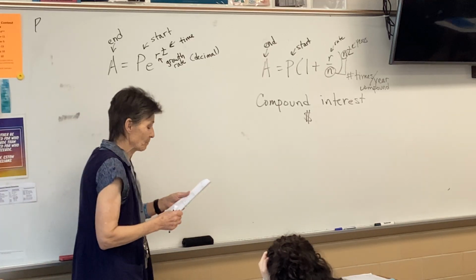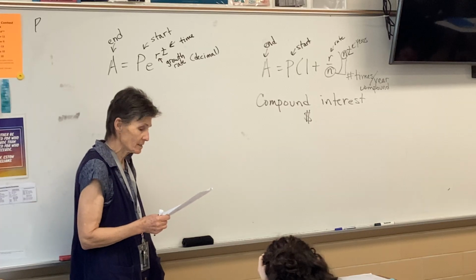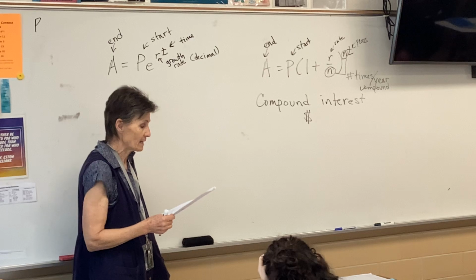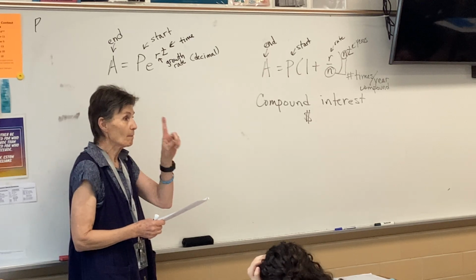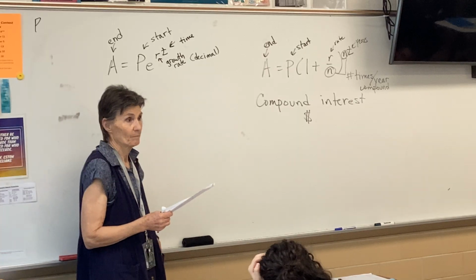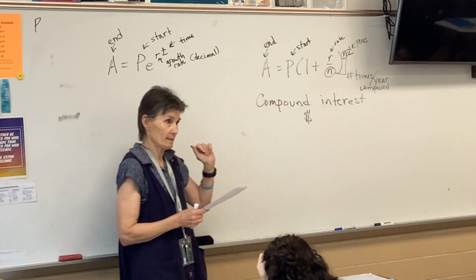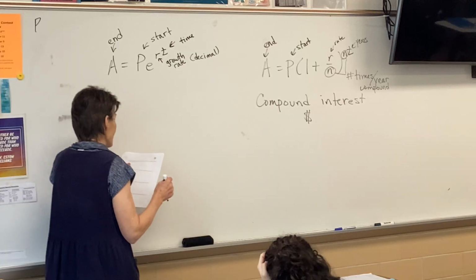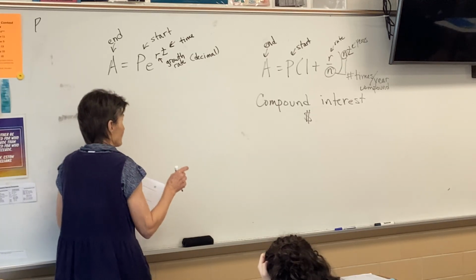Number 1. How long will it take for an investment of $1,000 to double if the bank pays 2.5% interest compounded quarterly? Okay, step 1. Figure out which formula you're going to use. What's the key? Compounded quarterly. That's that formula. So how long will it take for an investment of $1,000 to double?